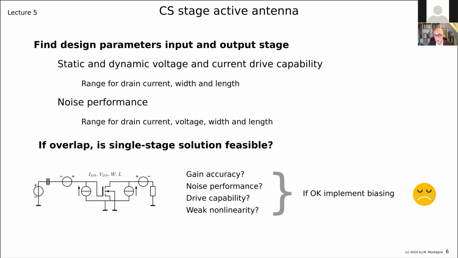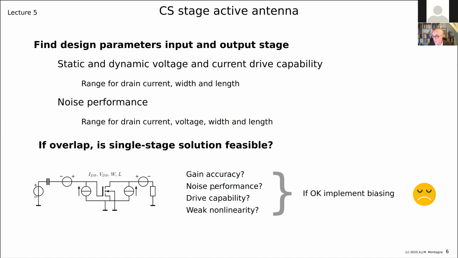That would be nice. So then the work that you will do in groups or individually is to design an amplifier stage and evaluate the performance of a single-stage biased CS stage and see if we can use it for the antenna amplifier. So is the gain accurate enough?